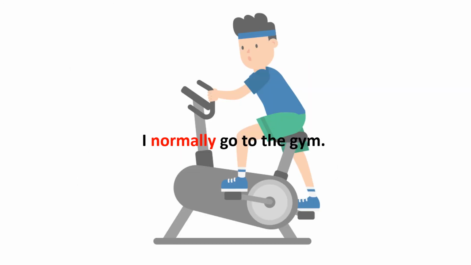I normally go to the gym. So in this sentence, it is telling us about the action of going to the gym, how frequently that action happens. So normally means generally he goes to the gym. So here this normally is adverb of frequency, as it is telling us about the frequency of an action happening.